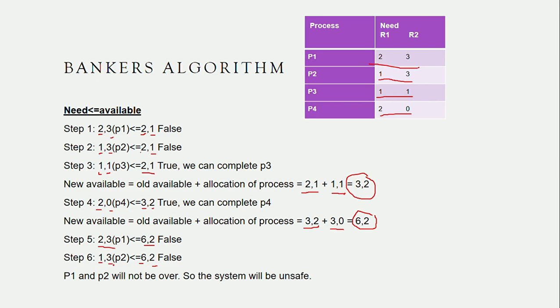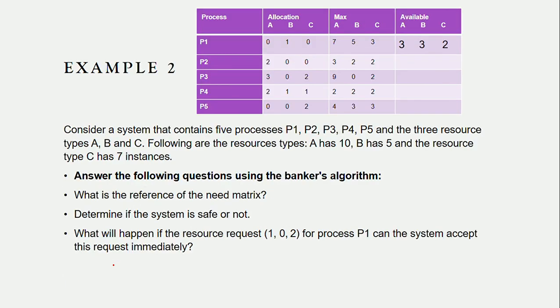So we have calculated the need matrix and then we have checked whether the system is safe or not. One more example we will try. Again, we have a table with process allocation, max and availability. Over here you can see there are 5 processes, there are 3 resources, and we have given the allocation, max and availability for each resource. We have to calculate the need matrix. We have to check whether the system is safe or not. And we have to check whenever a new request is coming, whether we'll be able to satisfy that request immediately or not. So let us first calculate the need matrix.